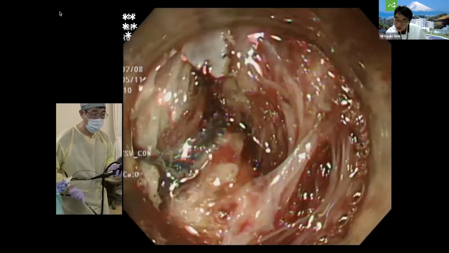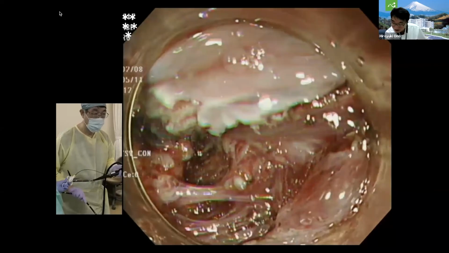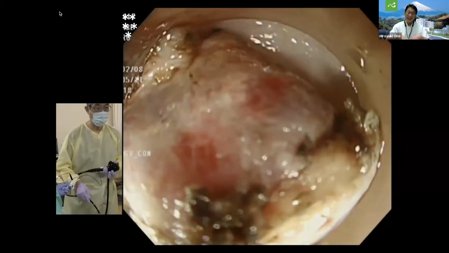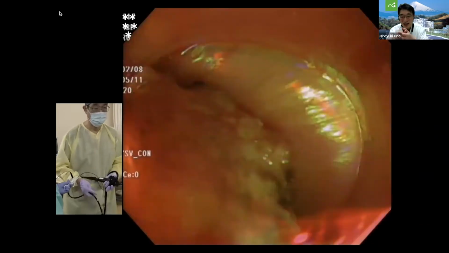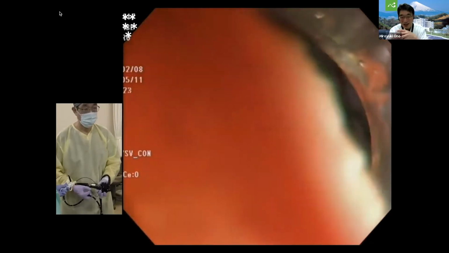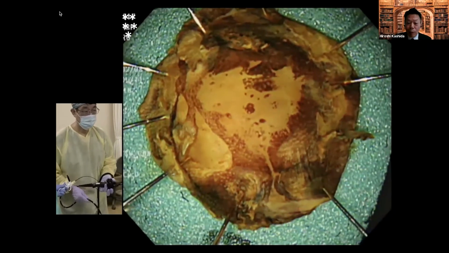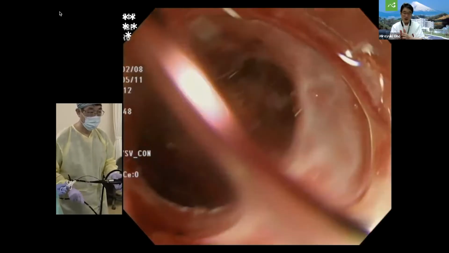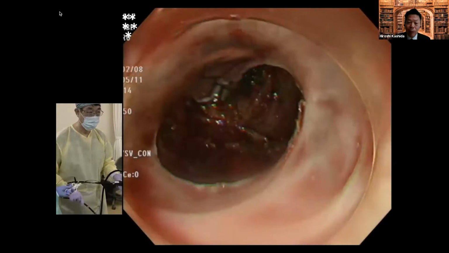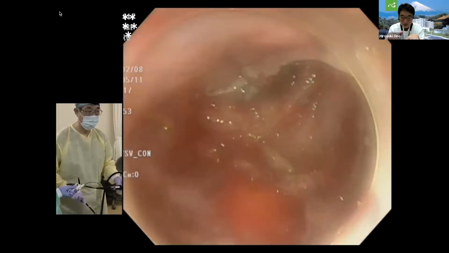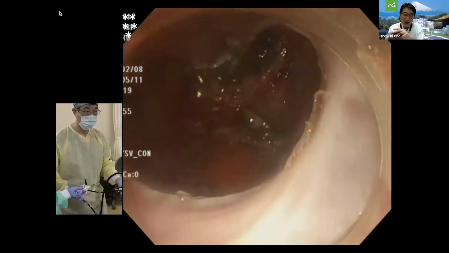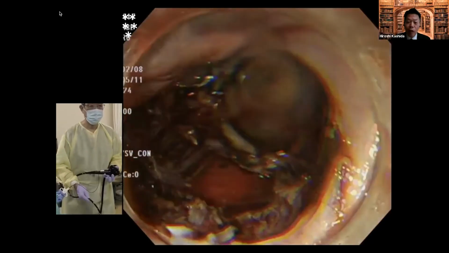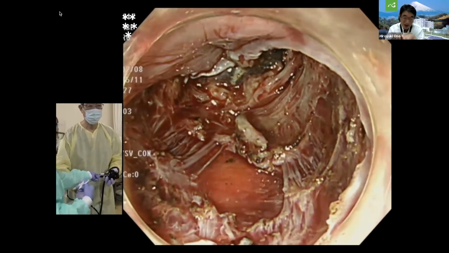So anyway, ESD completed. And what will you do with the perforation? ESD is okay, but I have to treat this perforation, so I use clips to suture the perforation.